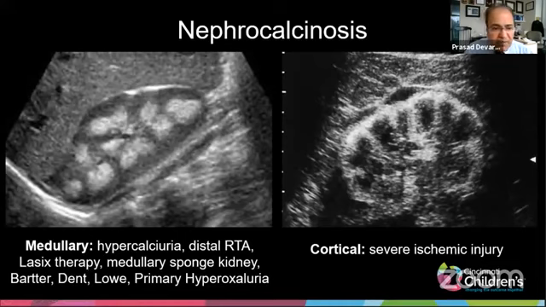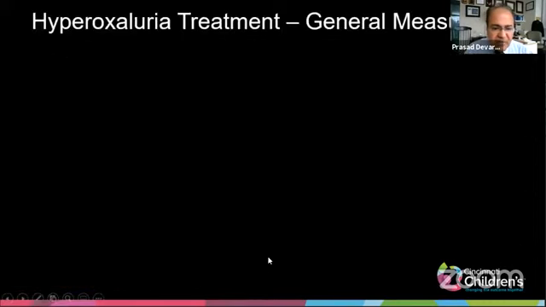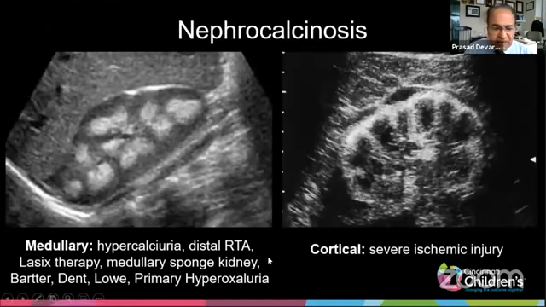Probably the commonest cause of medullary nephrocalcinosis is what's called medullary sponge kidney. And then we also see it in a number of genetic causes, such as Bartter syndrome, Dent disease, Lowe's disease, and primary hyperoxaluria. So when we see this kind of picture in an infant or a child with failure to thrive and hematuria, my primary diagnosis is primary hyperoxaluria, but we have to think about all these other causes also.